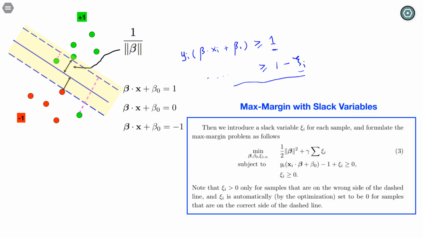non-negative. So the final objective function becomes a summation of two terms. The first term is reciprocally related with margin, so we want to minimize it. And then gamma is a tuning parameter, which is the price we want to pay for getting 1 unit of error. So some of the xi_i's will be regarded as error. And they're subject to the following constraint, the inequality constraint now with the slack variables, and all the slack variables have to be non-negative.